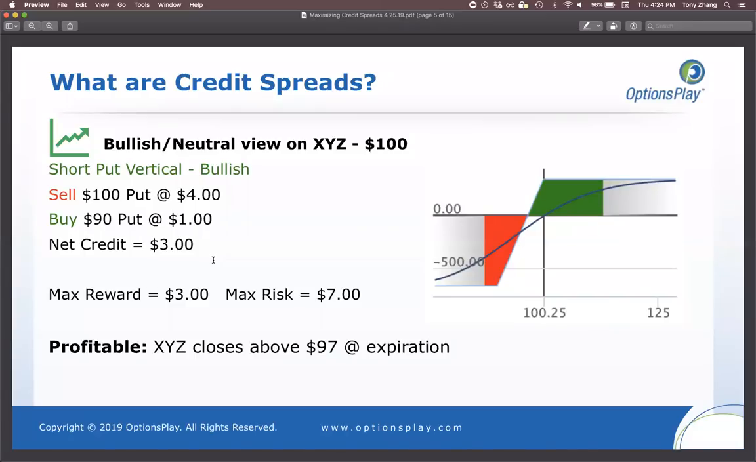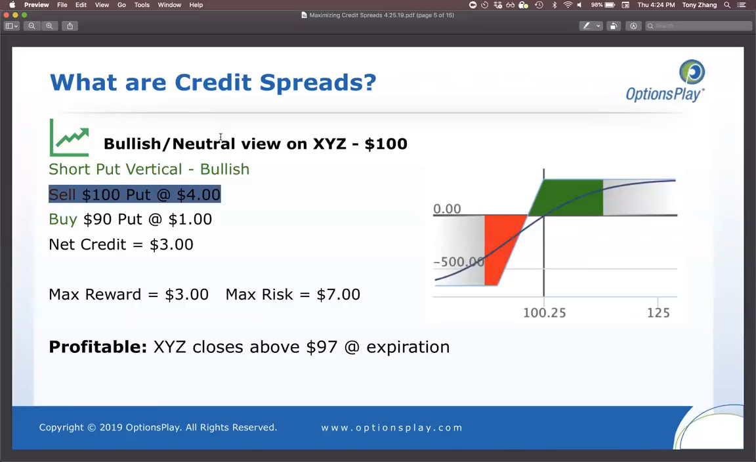We're slightly bullish on it, and I want to show you how you can sell a credit spread to take advantage of a bullish or neutral view on stock XYZ that's currently trading at $100. The most important leg of a credit spread is selling a put to begin with, because when you sell a put, that's naturally a neutral to slightly bullish strategy. That is where we get this bullish neutral view, by selling a put.